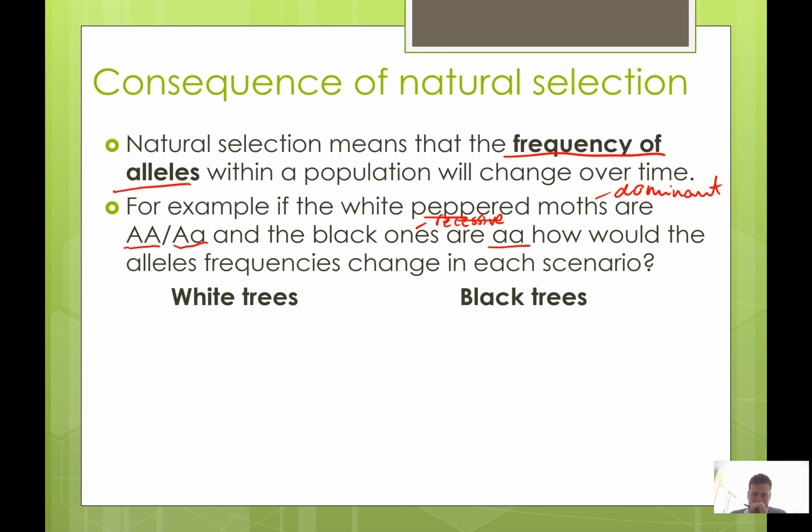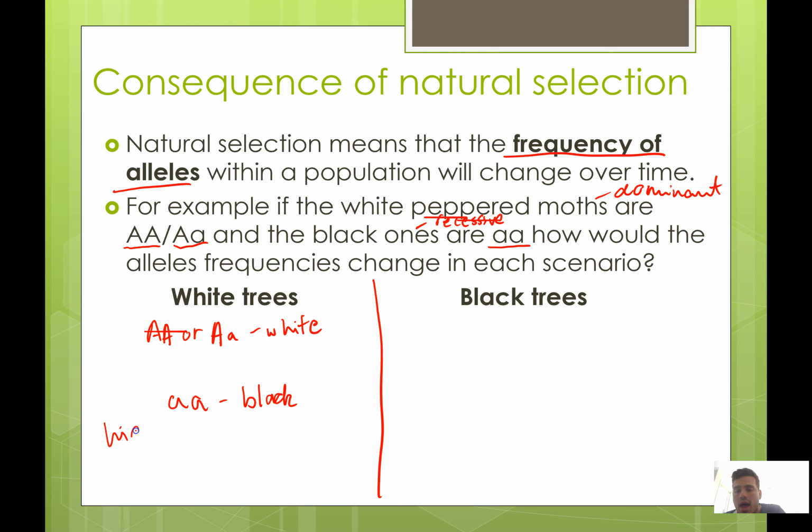How would the allele frequencies change in each scenario? Let's talk about the white trees first. In the case of the white trees, most of the moths are either big A, big A or big A, little a, so they're white. Fewer moths, through random mutations, give us that little a, little a darker or black moth. So we have a high frequency of big A and a low frequency of little a. Let's talk about black trees, and we're going to go a little bit more into depth about this in a second.